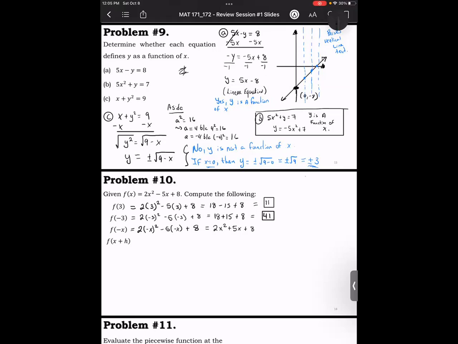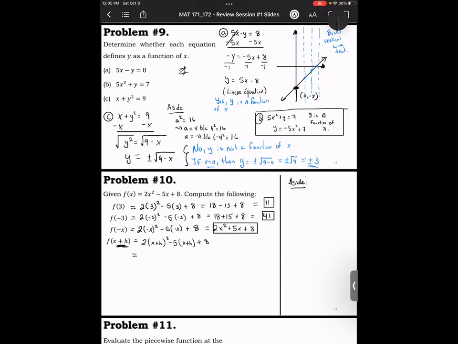Let's look at the last part, f of x plus h. Your input now is going to be the whole entire piece, x plus h. You're going to replace x by this expression. So you get 2 times x plus h squared minus 5 times x plus h plus 8. And then you're going to have to work out the arithmetic. I forgot to put a box around this answer, so I'm just going to do this on the side here.